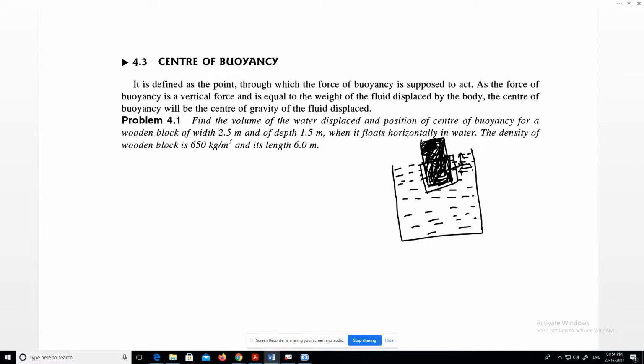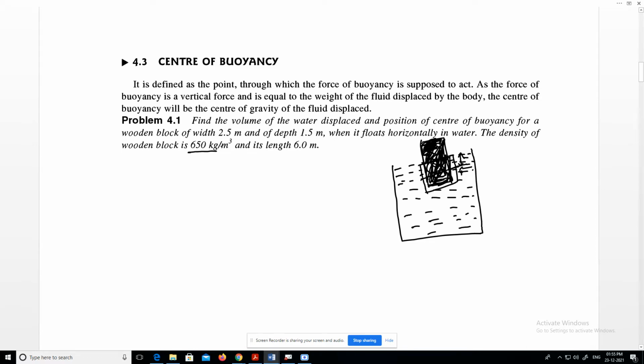Coming to one simple problem. Please take down notes and write down this problem. Then only we can solve it one by one. Find the volume of the water displaced and the position of the center of buoyancy for a wooden block of width 2.5 meter and depth 1.5 meter when it floats horizontally in water. The density of the wooden block is 650 kg per meter cube and its length is 6 meter. Right, okay.